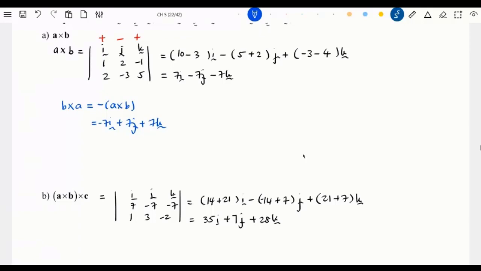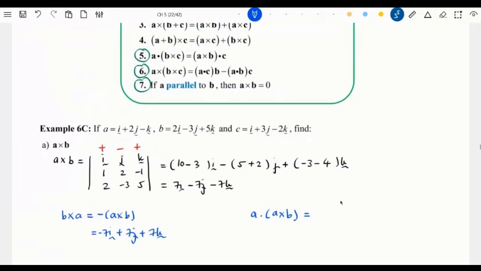Alright, one more. If we have A dot A cross B, this one you have to use properties, we will use properties number 5. If we look at A dot B cross C, it ends up with A cross B. So the front part is crossed, and it is dotted with the back part. So here we have A cross B dot B. Oh wait, that's wrong. It is A cross A dot B. Okay, A cross A dot B.